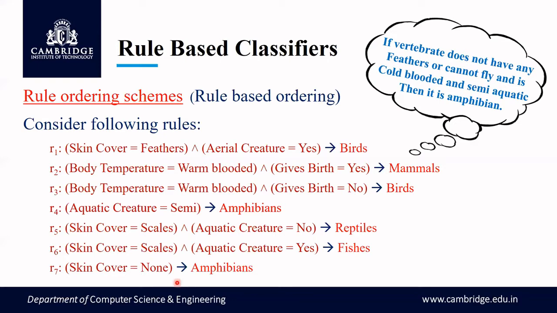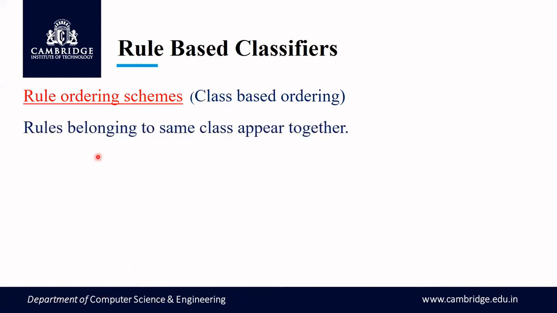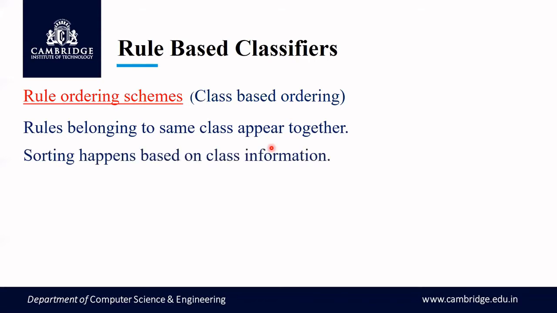Because we have considered accuracy or coverage or whatever it is, the different measures that we have, and we have listed this rule. But in class-based ordering, the rules that belong to the same class, we will put them together first, and then we are not considering the relative ordering among the particular group.